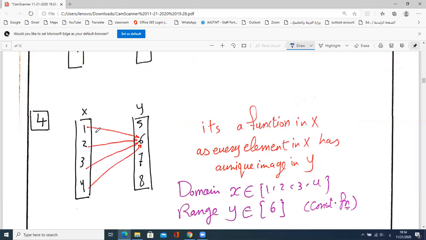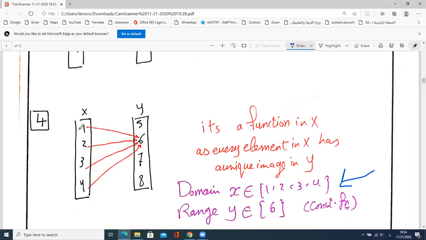Let's see example 4. Example 4, we have the domain is 1, 2, 3, 4. This is the domain 1, 2, 3, 4, okay, which are the values of x. When x equals 1, y equals 6. When x equals 2, y equals 6. When x equals 3, y equals 6. And when x equals 4, y equals 6.